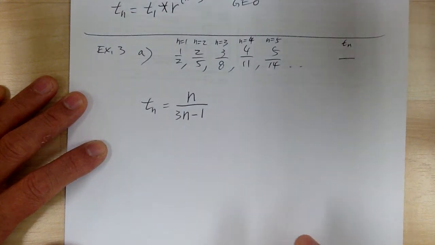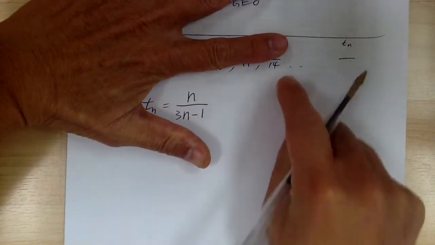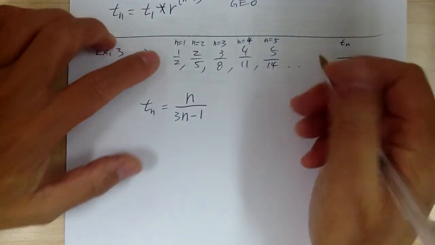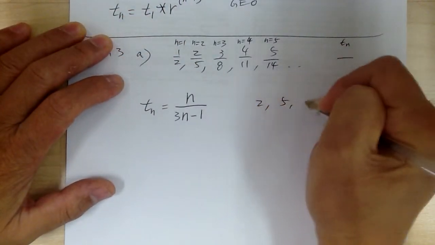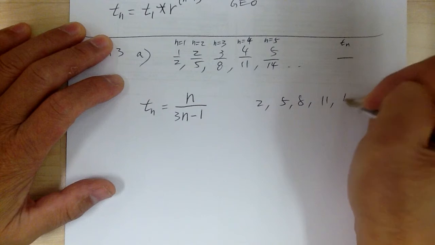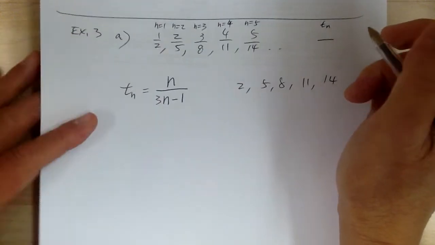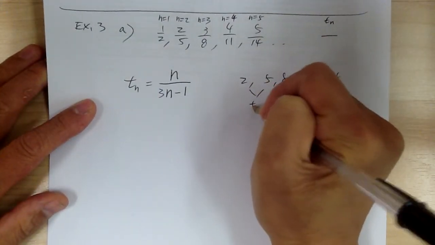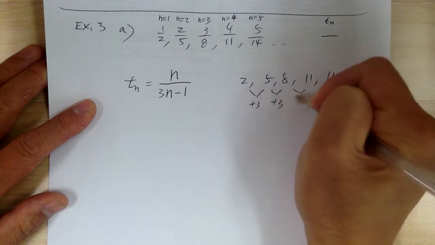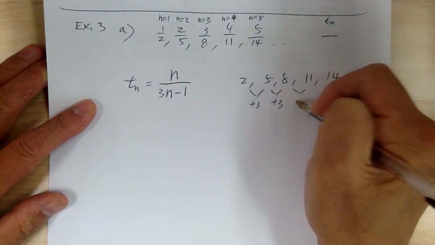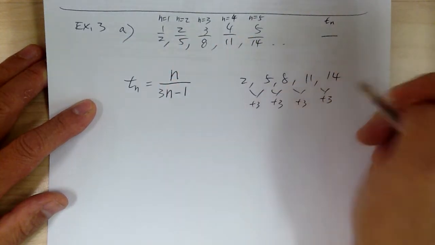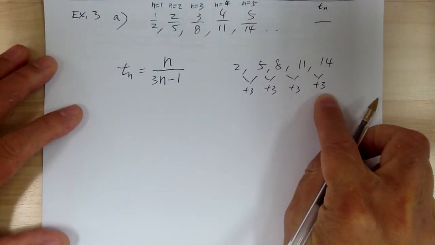Okay? Or you can just go off to the side and do it manually. If you do 2, 5, 8, 11, 14, right? Notice that this is plus 3, so you have to do the top and bottom separately. Plus 3, plus 3. So you know that this is arithmetic on the bottom. Okay?